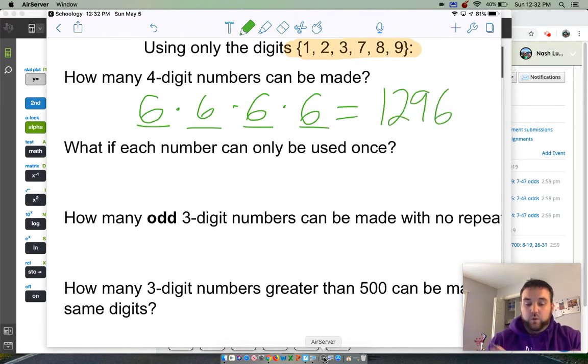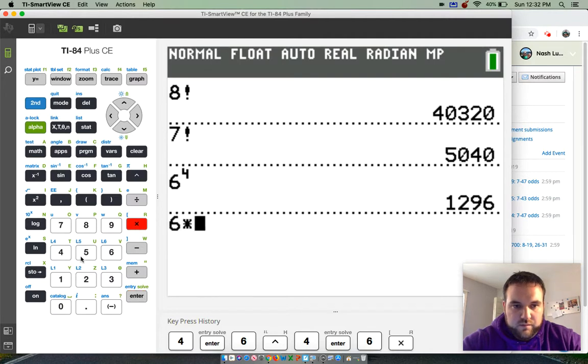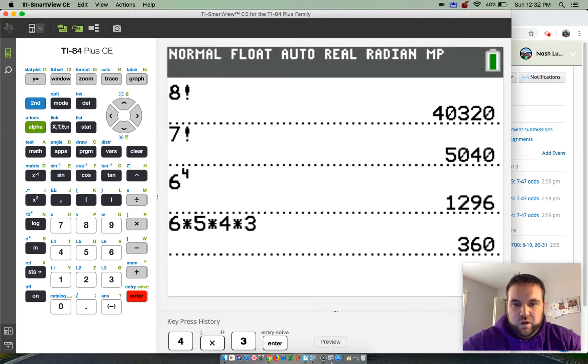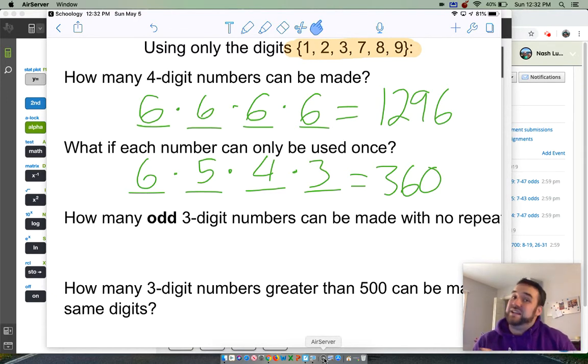And then what if I can only use each number once? So again, this would be 6, but then we go down to 5 because I can't use the first digit again, times 4 times 3. So this would be 6 times 5 times 4 times 3. And that's 360 different ways. So that cuts down pretty drastically if I say you can't repeat a number. We go from almost 1,300 possibilities to less than 400.